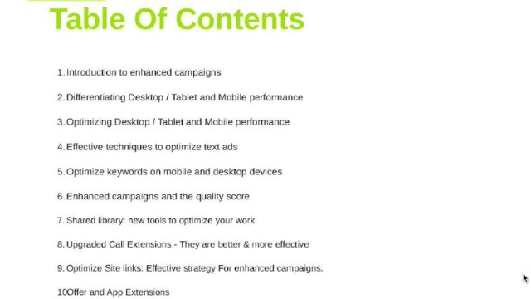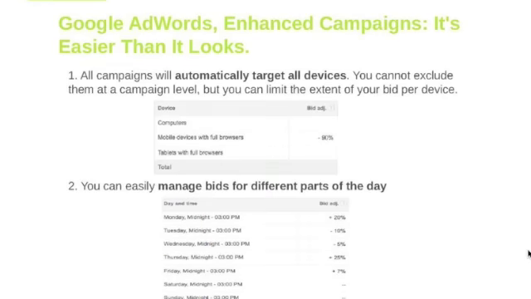First of all, we talk about how to differentiate desktop and tablet campaigns and how to optimize them. We will then focus on optimization of text ads and keywords, and then move toward some shared library topics and quality score. And we will finally conclude talking about all the app extensions that Google introduced and about the new geo-targeting methodologies.